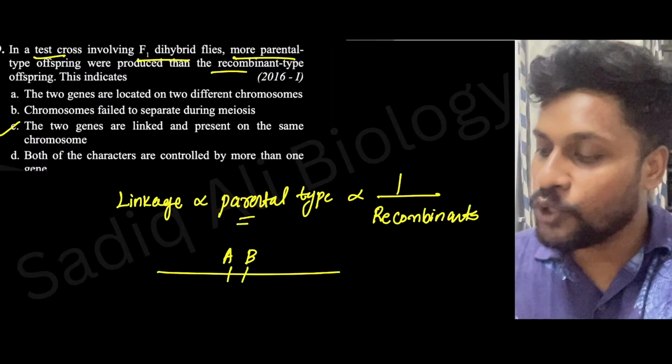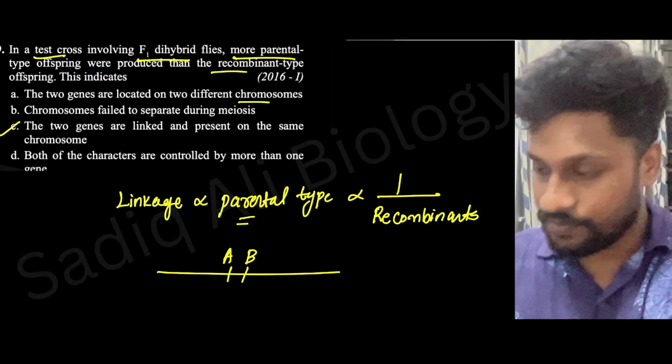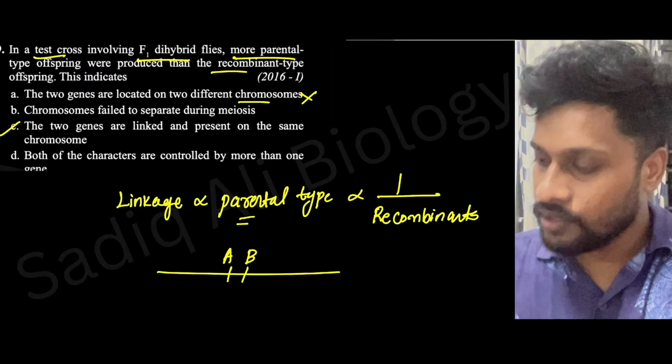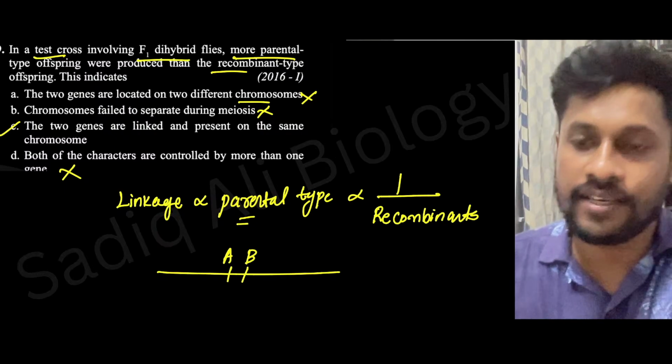Two genes located on two different chromosomes means in that case there won't be any linkage. Cancel. This won't be the answer. This won't be the answer. So option C is the answer. I hope it's clear.